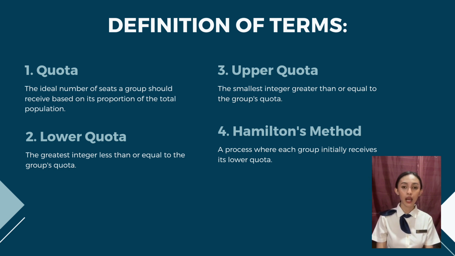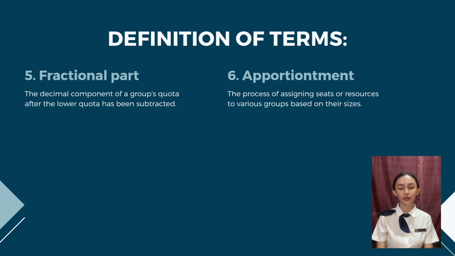Fourth is Hamilton's method. It is a process where each group initially receives its lower quota. Any remaining seats are then distributed one by one to groups based on the highest fractional part of their quotas until all seats are allocated. Fifth is fractional part. The decimal component of a group's quota after the lower quota has been subtracted. Sixth is apportionment. It is the process of assigning seats or resources to various groups based on their sizes.